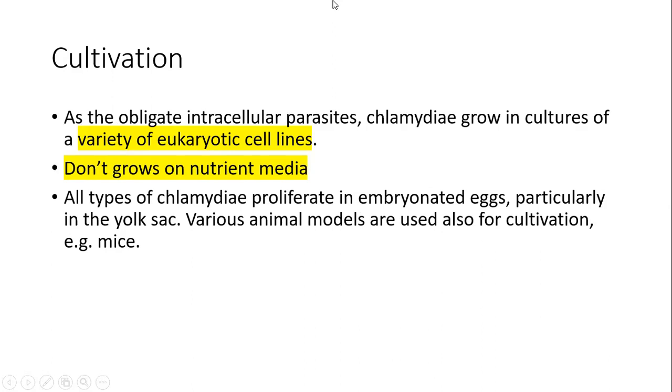Various animal models are also used for cultivation, for example, mice. But the cultural method is not applied for routine diagnosis because it is very hard, difficult, and expensive.